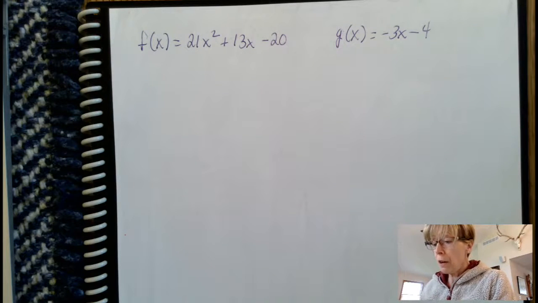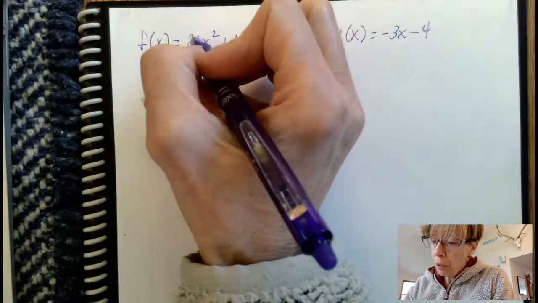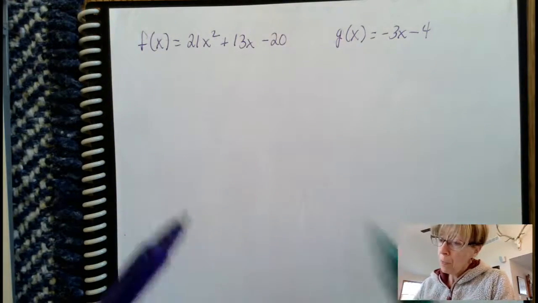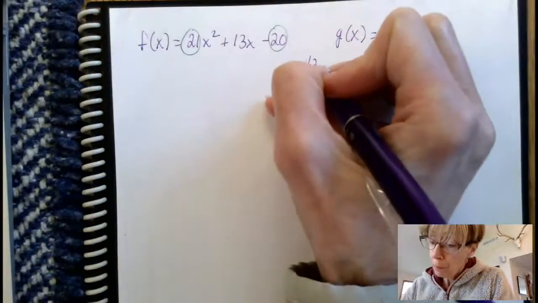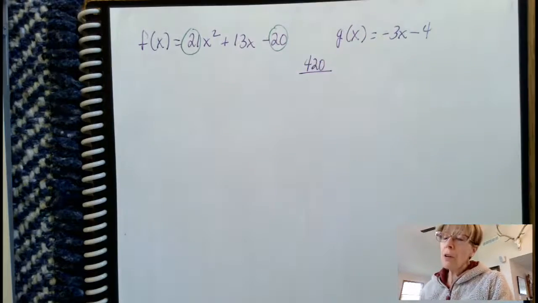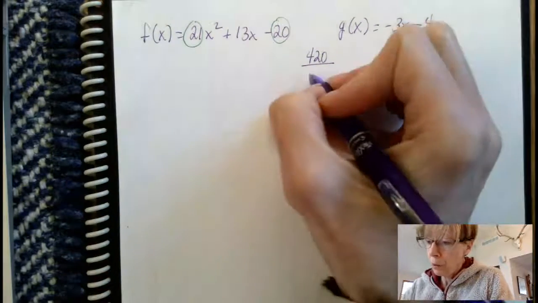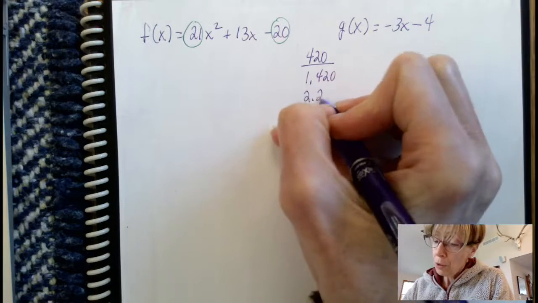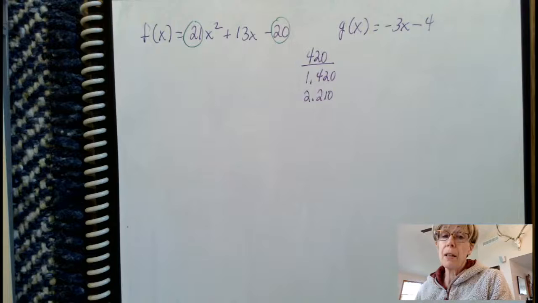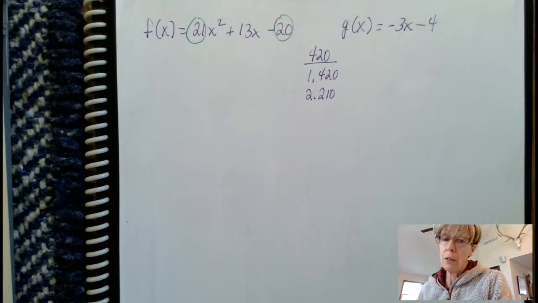But what we're going to start with is we're going to take 21 times 20, and when we multiply those two together, we get 420. And there's a lot of factors of 420, starting with 1 and 420, 2 and 210. We're looking for factors that combine to 13. Combine means that you're going to add or subtract to be 13.